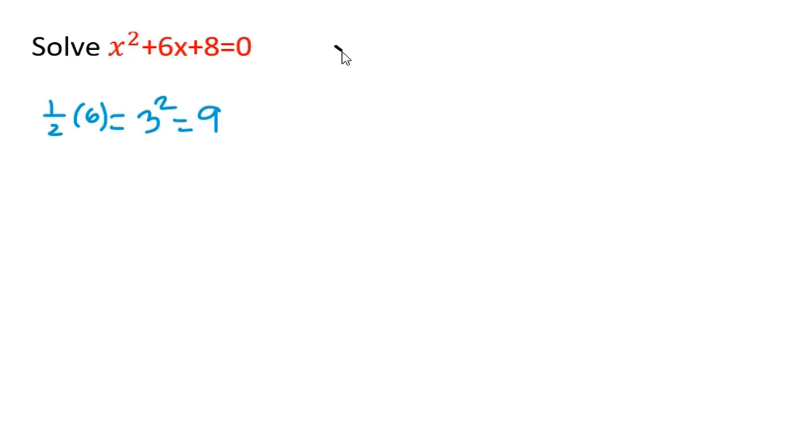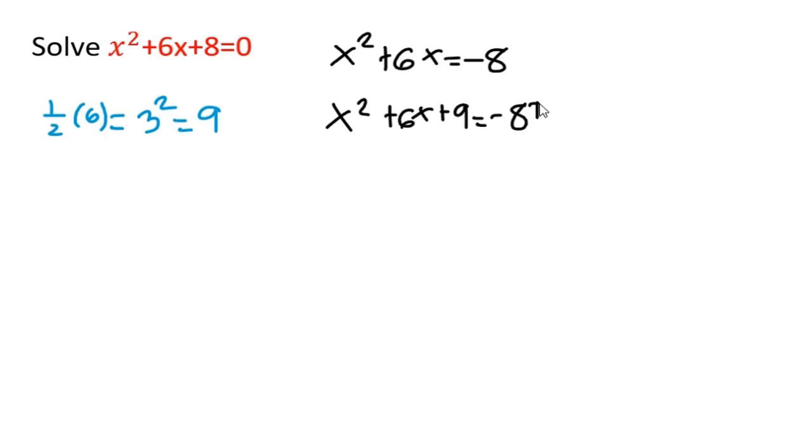So, anong gagawin natin? Una, ilipat natin yung 8 sa kabila. Meron tayong x square plus 6x equals to, pag nilipat mo yung positive 8, magiging negative 8. Then, saka natin idugtong itong 9. So, x square plus 6x plus 9 equals to negative 8 plus 9. I-add mo lang siya both sides. Okay, then solve natin. X square plus 6x plus 9 equals to negative 8 plus 9, that is positive 1.